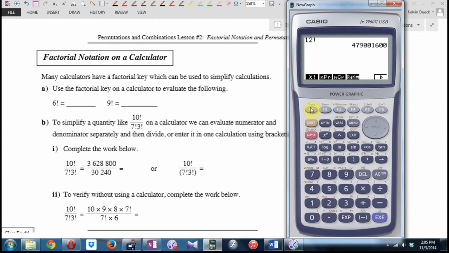Can you find 20 factorial? You're probably getting an answer in scientific notation already, 2.43 times 10 to the 18th. Can you find 50 factorial? Where's your calculator? Okay, you're doing it on that one?